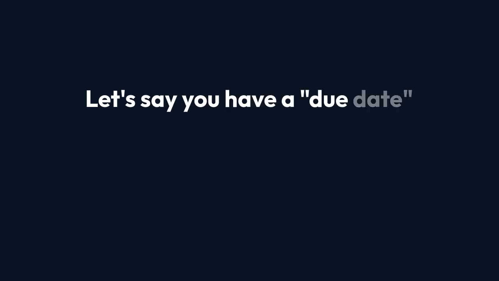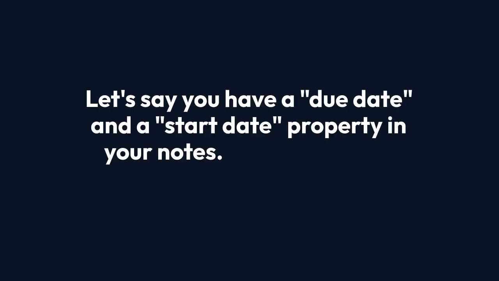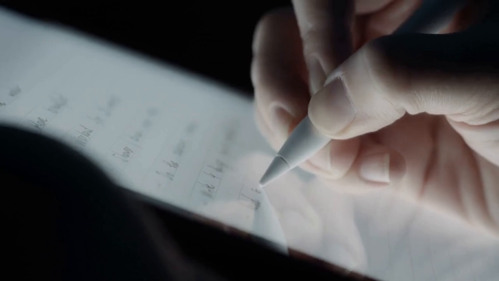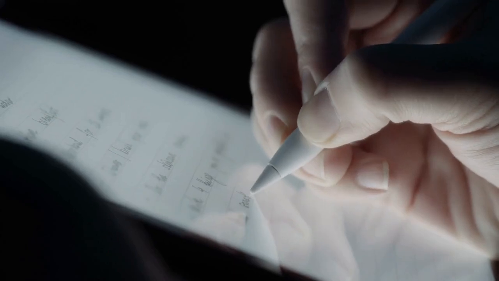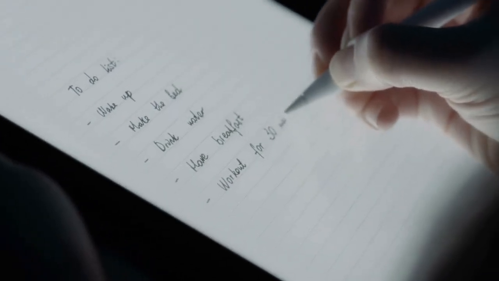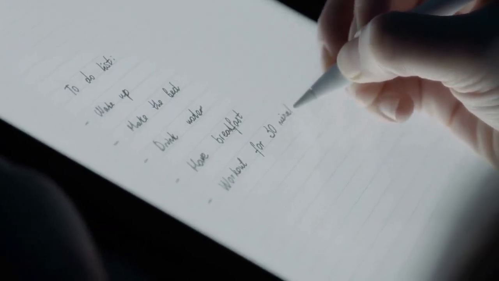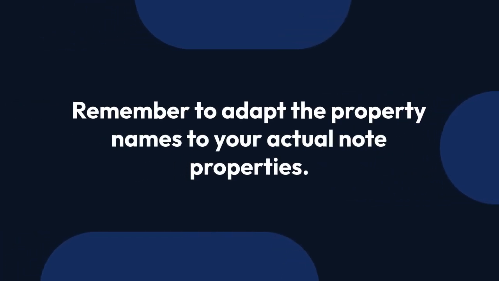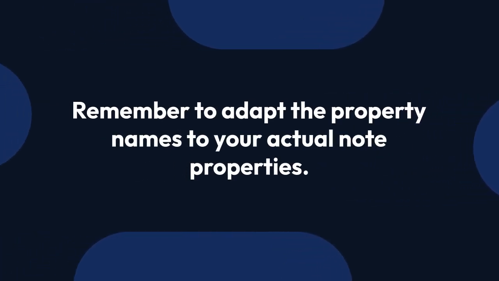Let's say you have a due date and a start date property in your notes. You could add a column showing the duration. Dataview, list where contains file.folder, "My Tasks". Columns file.name as "Task Name", date(due) - date(start) as "Duration (days)". This adds a duration or days column, calculating the difference between the due and start dates. Remember to adapt the property names to your actual note properties.